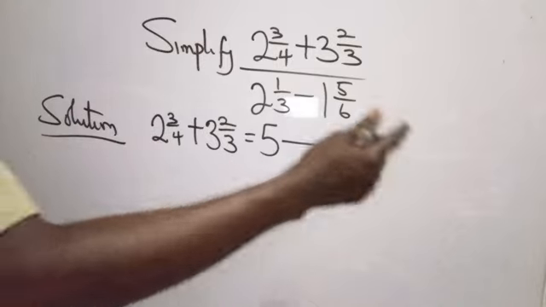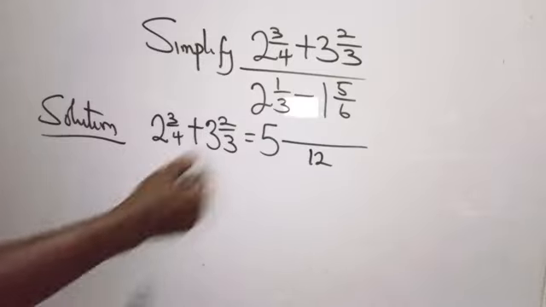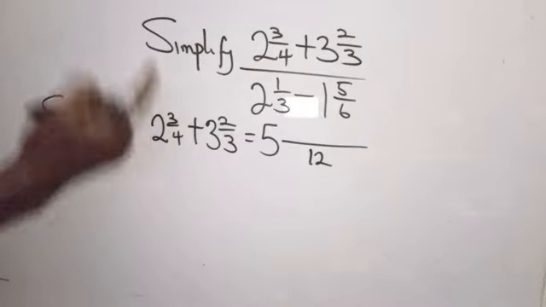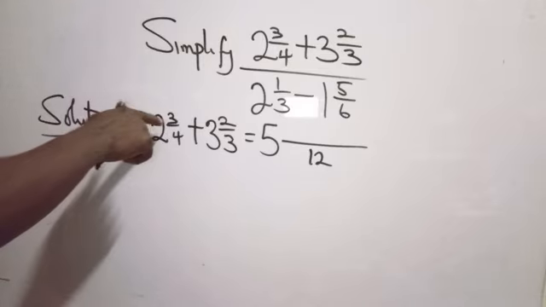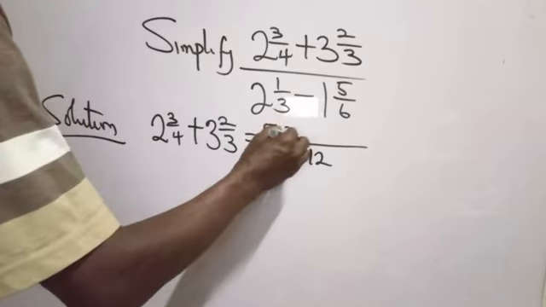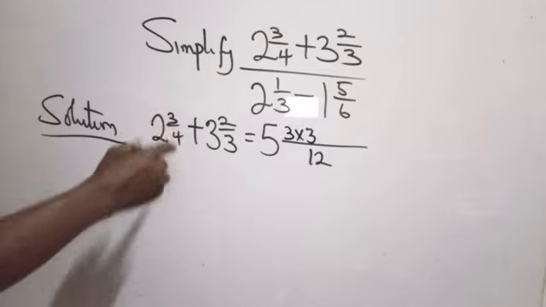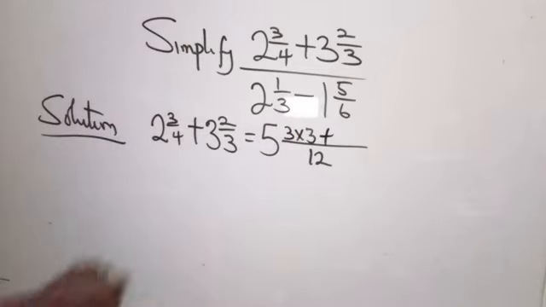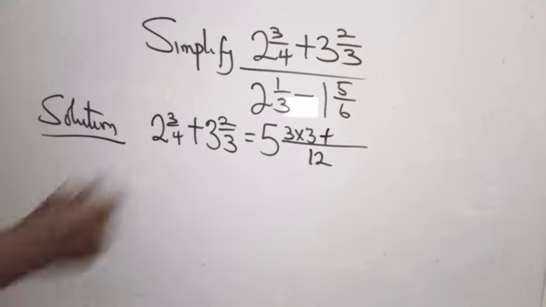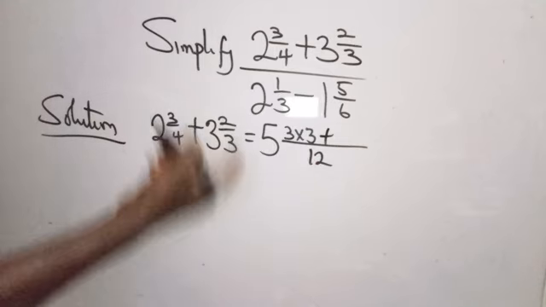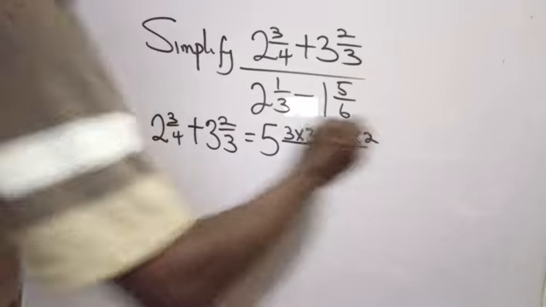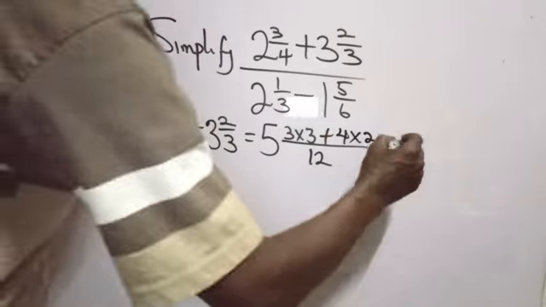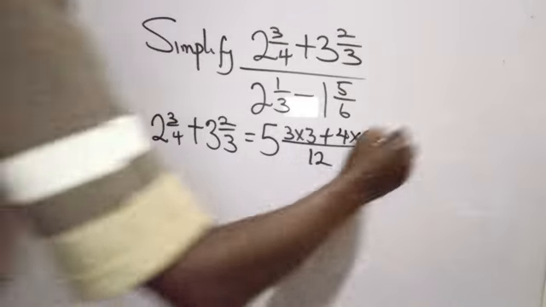If you count to 12, how many 4 will be there? We're going to have 3, because 4 times 3 is 12. So that 3, you now need to multiply by the 3 here. That is 3 times 3. Now plus. How many 3 can we get from 12? It is 4. 3 times 4 is 12. So we write 4 times the 2 here. So which will now be equal to 5 whole number.